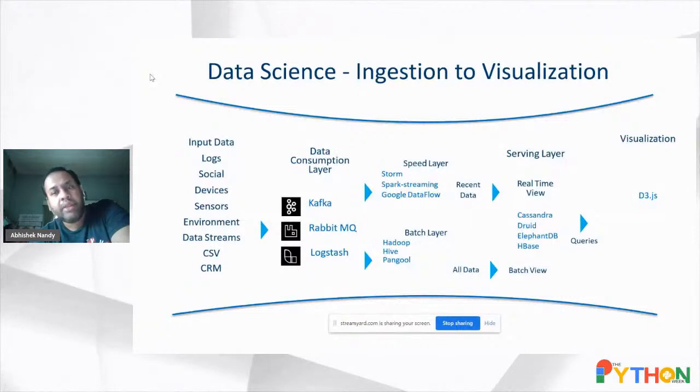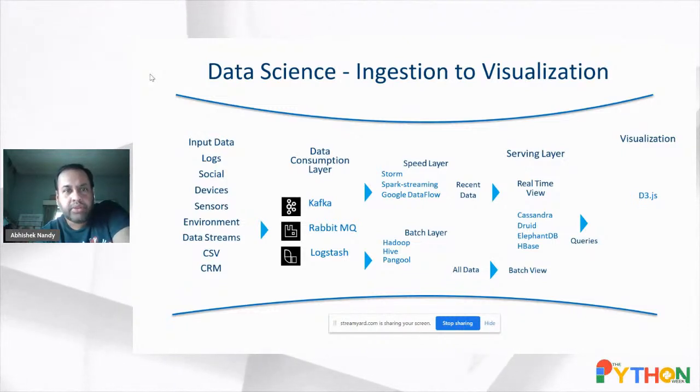we use this speed layer or the batch layer. And the serving layer is like the data is coming in, we have to dump data into a place. We use a DB for that. It might be in the form of Cassandra, Druid, ElephantDB, HBase, or other options that are available. Finally, if we want to get an insight into data, we use something called d3.js to get it going.